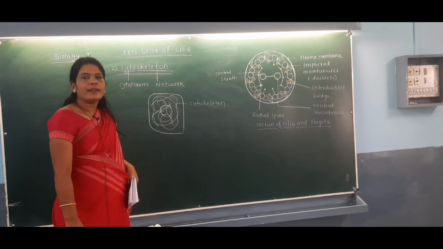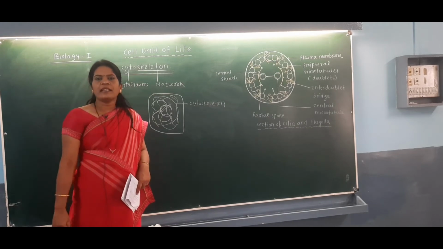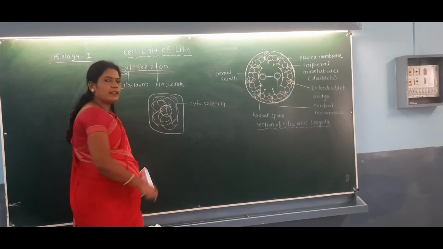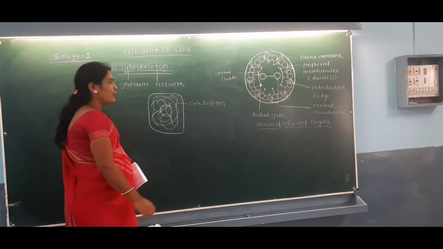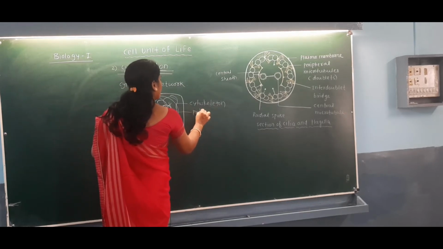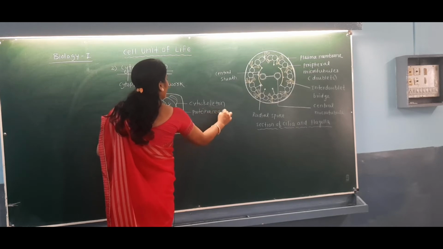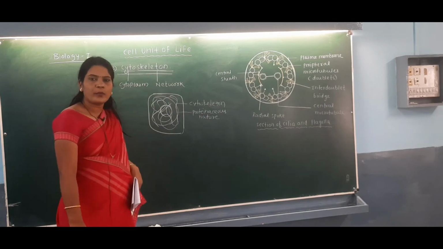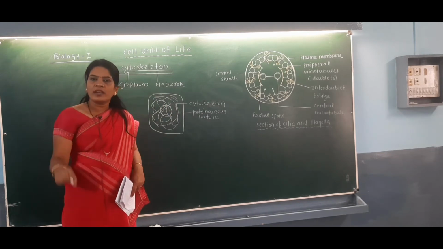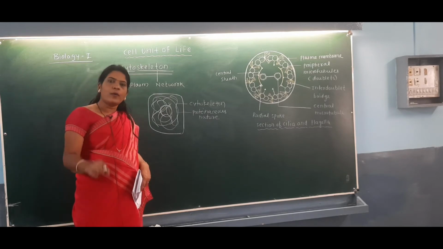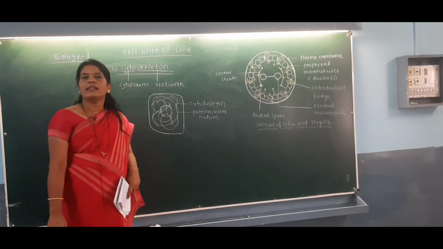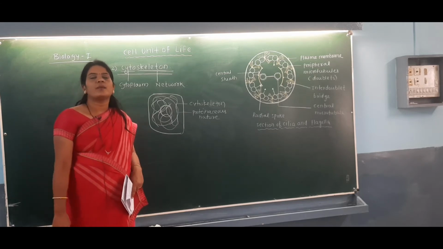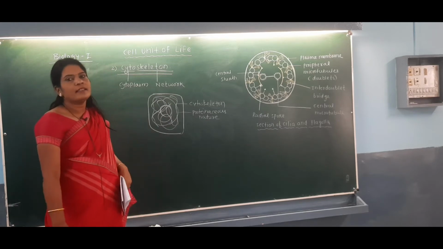Then here the fiber-like, tubular, filamentous structure is present throughout the cytoplasm, which is mainly proteinaceous in nature, made up of protein. The filaments present in the cytoplasm are made up of protein. So this filamentous, proteinaceous structure found throughout the cytoplasm of the cell is called the cytoskeleton. Then what is the function of this cytoskeleton which is present in the cytoplasm?